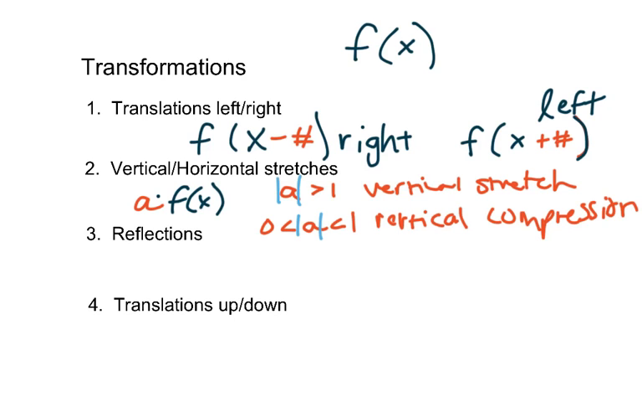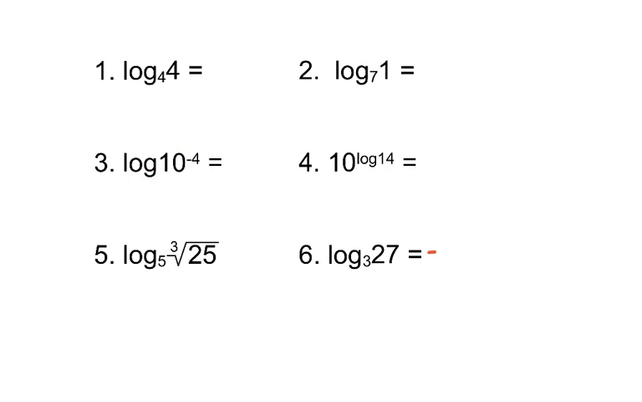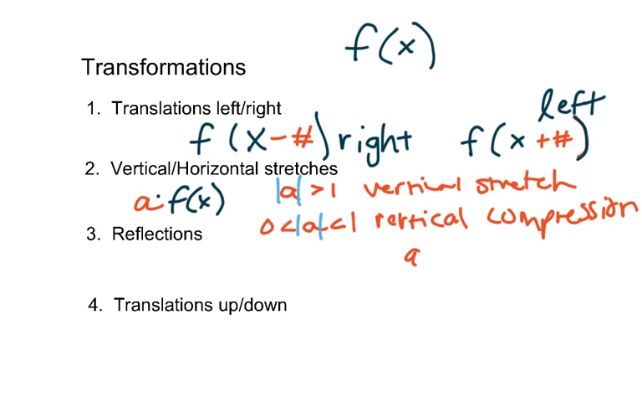And then we also have if a is negative. And I guess that's where they're talking about it here. So if a is negative, we have a reflection across the x-axis.